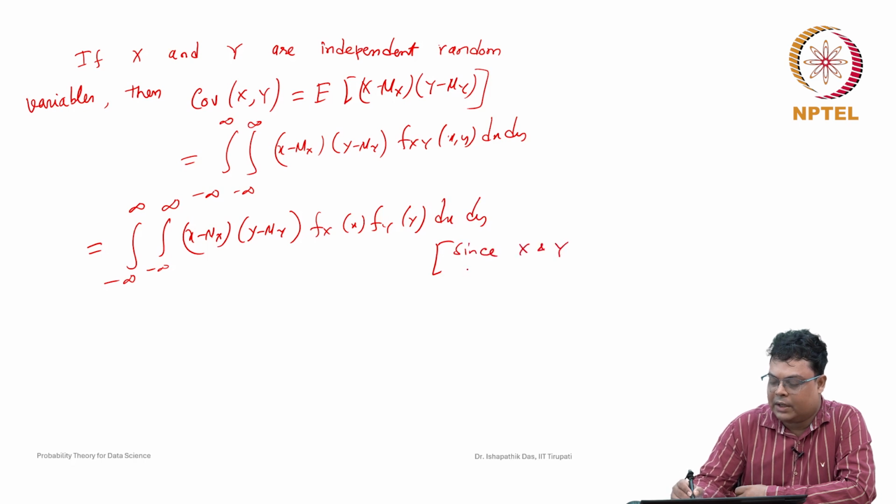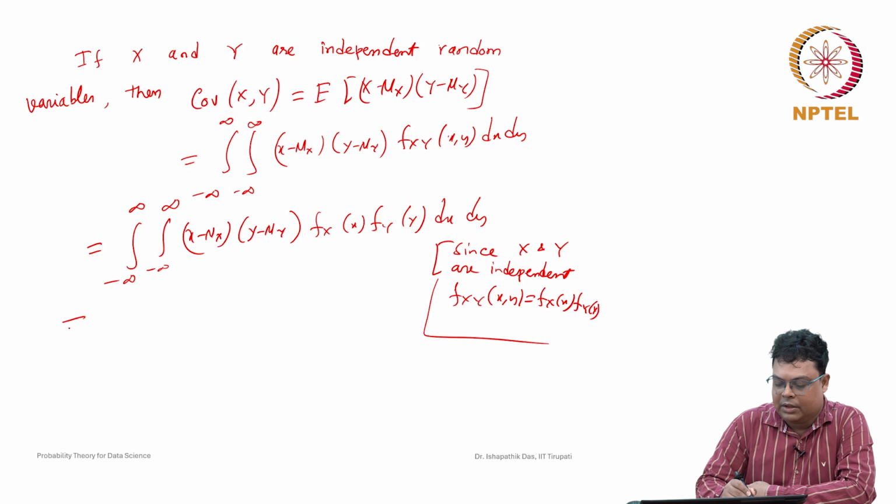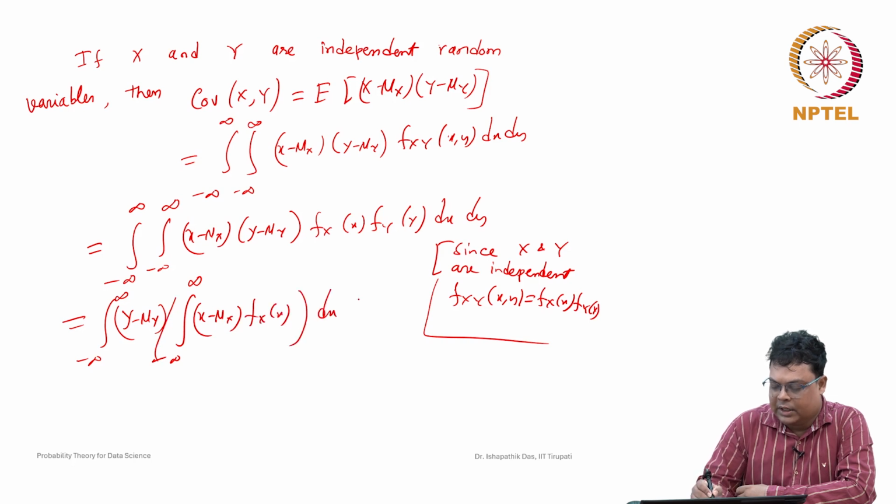Since x and y are independent, joint probability density function f x y is equal to f x (x) into f y (y). That is the reason we can write the joint probability density function as a product of their marginals. Then in this integration, we can write minus infinity to plus infinity, first separating out with respect to x. So, this will be the (y minus mu y) into the integration from minus infinity to plus infinity of (x minus mu x) f x (x) dx, and f y (y) dy.